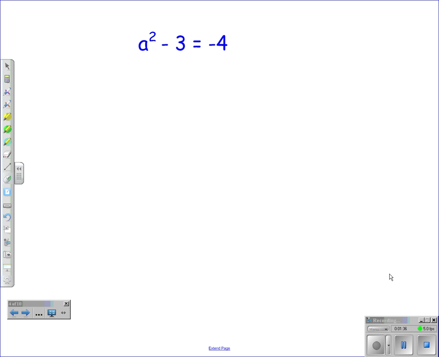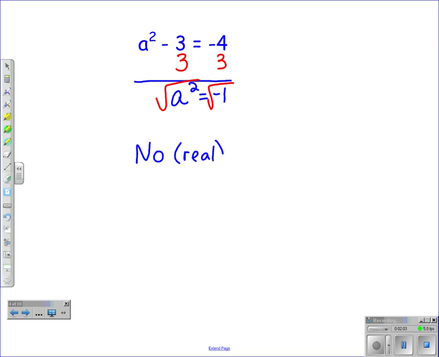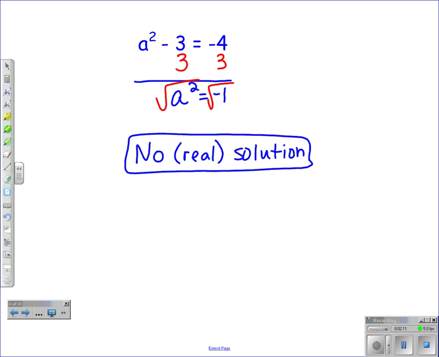a squared minus 3 equals negative 4. We are going to add 3 to both sides, and when we do so, we find out that a squared equals negative 1. If you think about squaring a number and equaling a negative, that can't happen. Even when we take the square root of both sides, we know the square root of a negative number is not a real number, and so we write no real solution. There is no real solution to this problem. No solution will be just fine because of that negative under the radical.